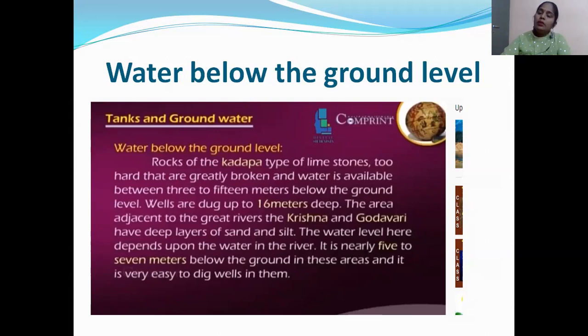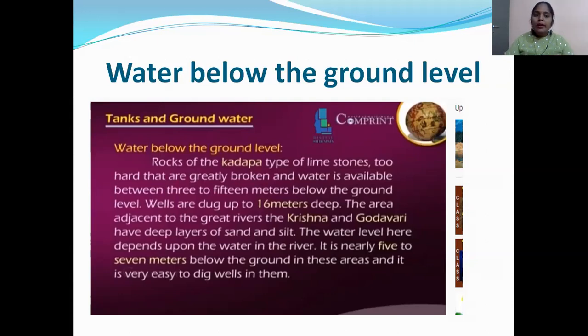As we know, in the previous classes also, in your class 6 and 7, you have learned that in the places located near the sea, we can find water easily if we dig a well. Within 15 meters or 25 meters only, you will find the water. Is that clear? Because there the sand and silt percolate the water which flows, isn't it?